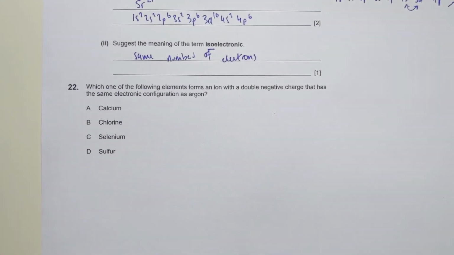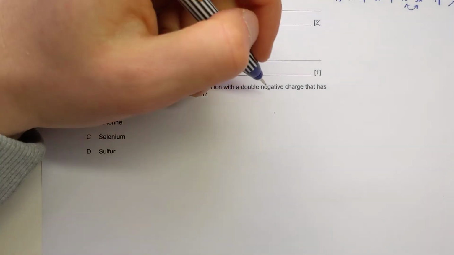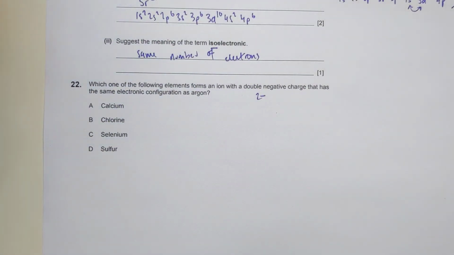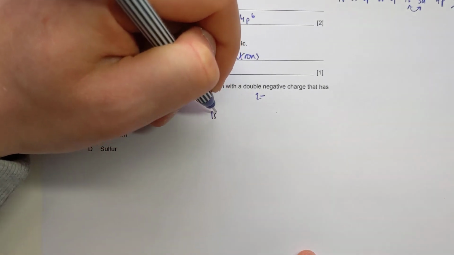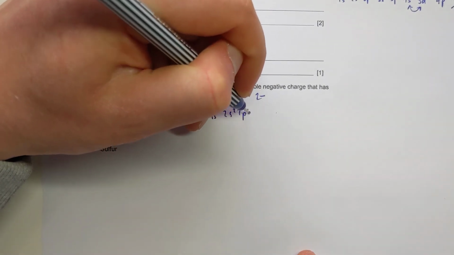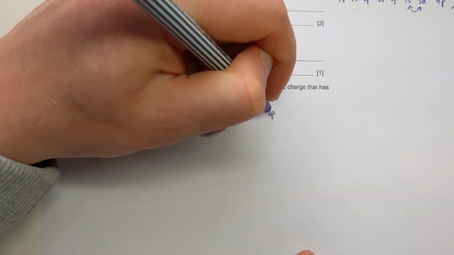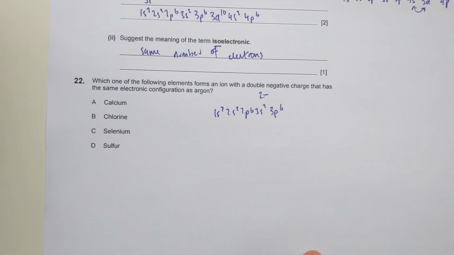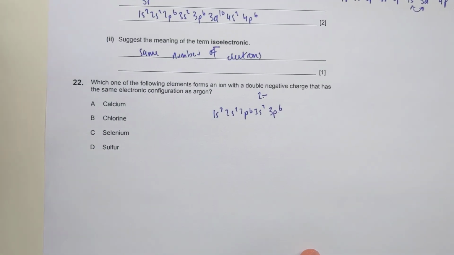Then final question 22. Which one of the following elements forms an ion with a double negative charge? This means 2 minus charge. That has the same electron configuration as argon. So let's look at argon. Argon's got 18 electrons. So it's 1s2, 2s2, 2p6, 3s2, 3p6. And we're looking for something which is close to that if it forms a double negative charge.